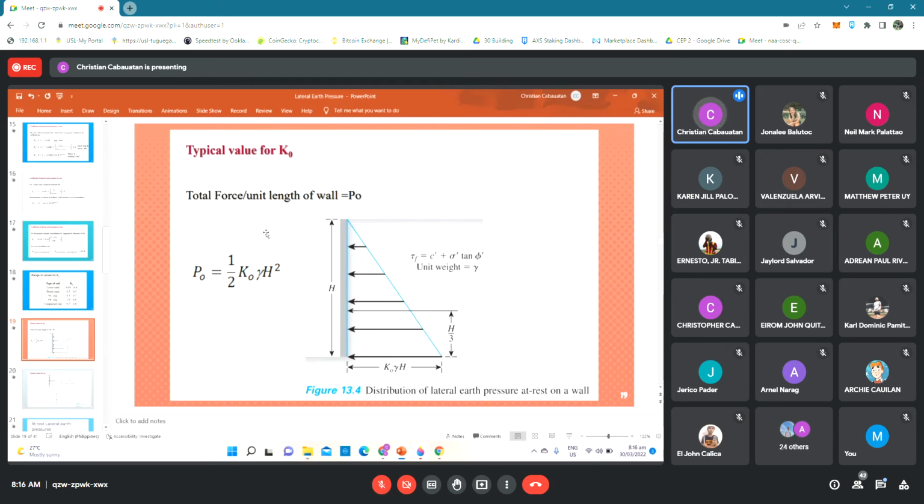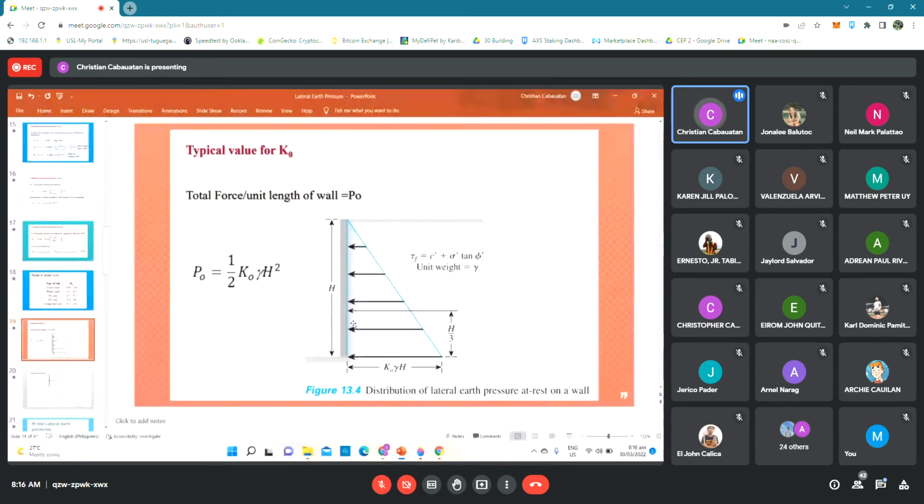And then in determining the location of the resultant force, just multiply h over 3, wherein h over 3 is just the centroid of your triangle, measured from the bottom of your soil. So the reference would be at the bottom of your soil.